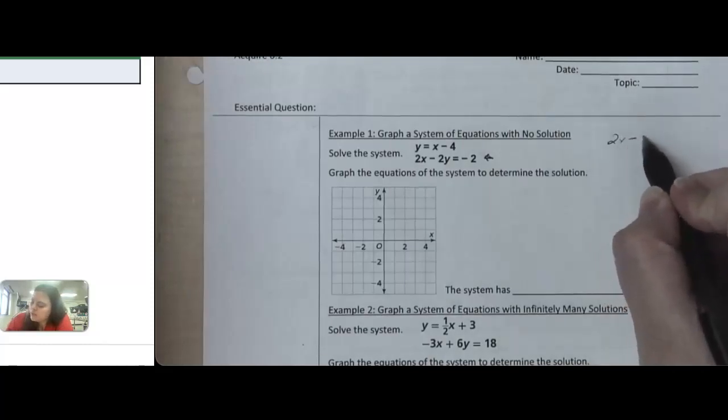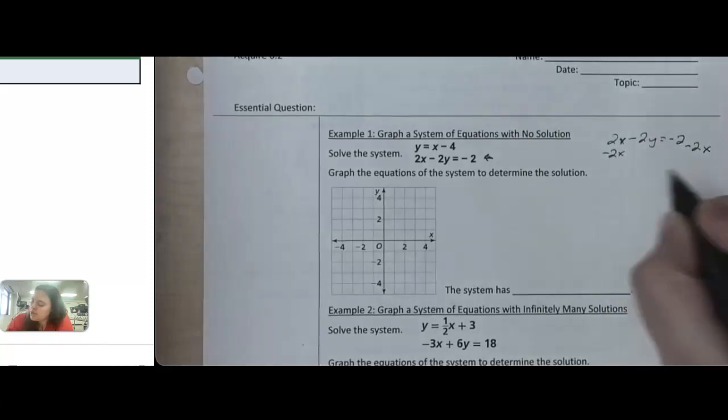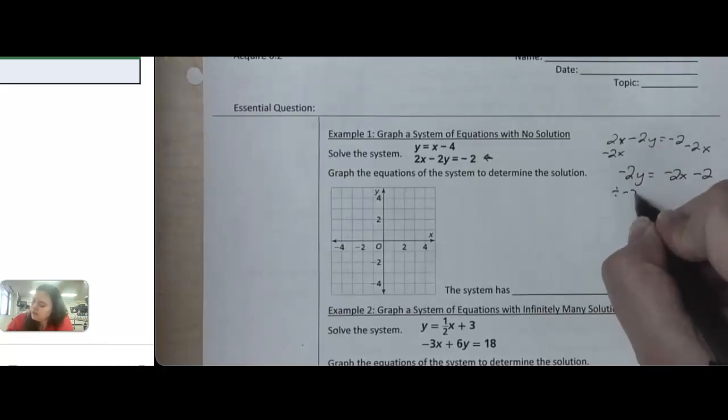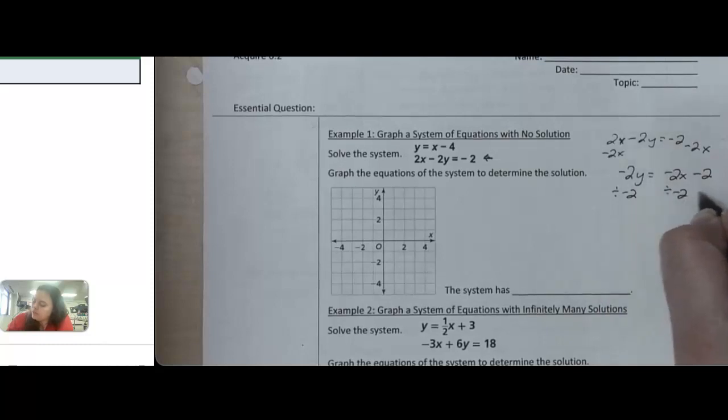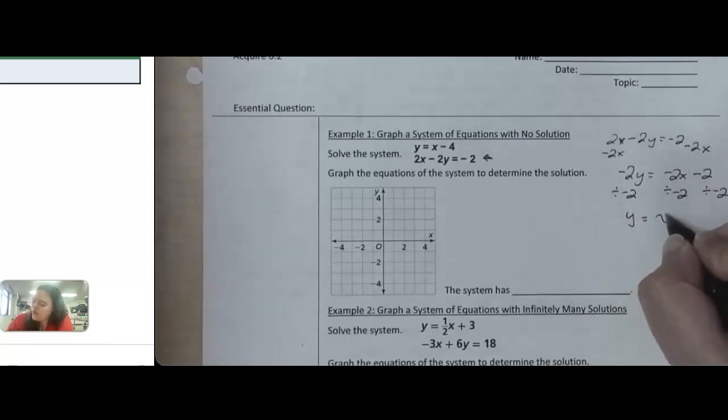So 2x minus 2y equals negative 2. I want to subtract 2x on both sides. I'll get negative 2y equals negative 2x minus 2. And divide everything by negative 2. This gives me y equals x, or 1x, plus 1.